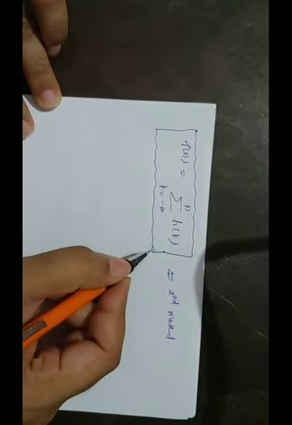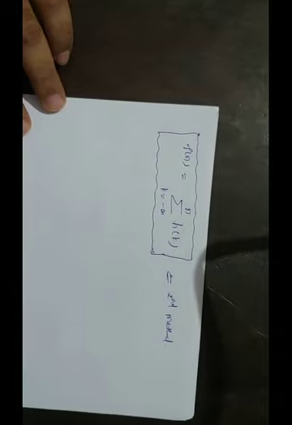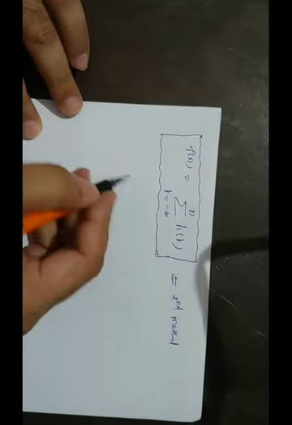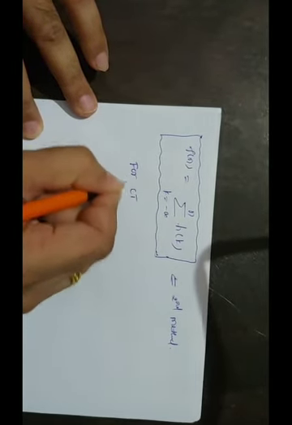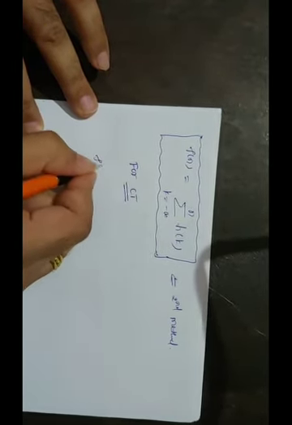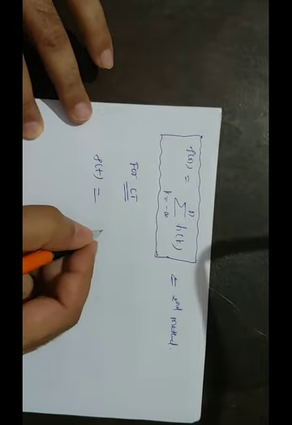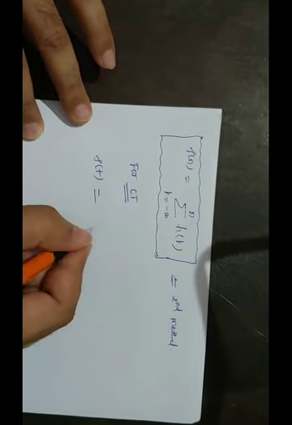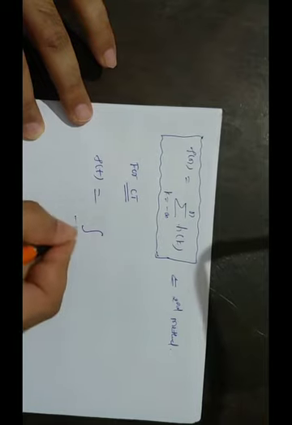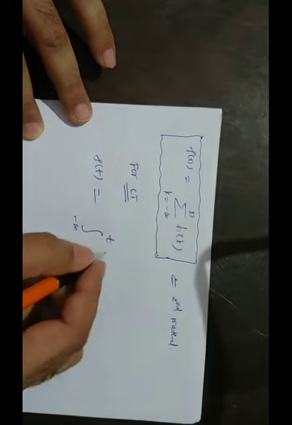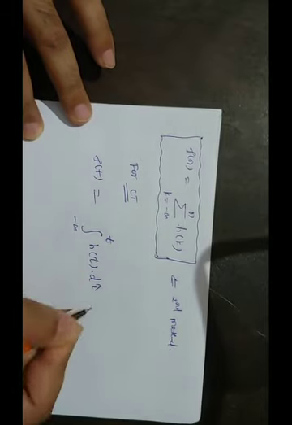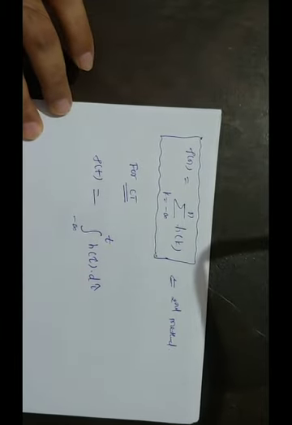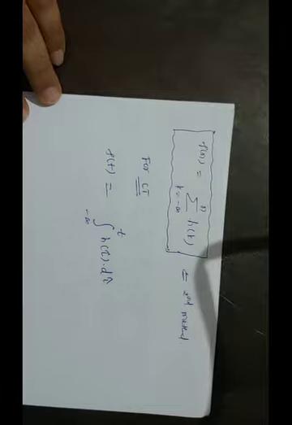This we have considered for the discrete case. The same formula I can write for the continuous case. For CT, I can write s of t, and the same formula changes to the integral from minus infinity to t of h of tau d tau. This is the formula to obtain the output.